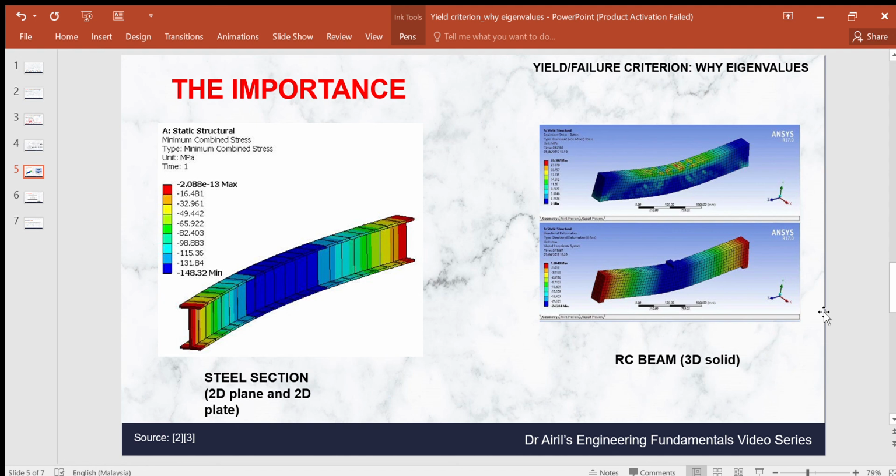But the second figure shows the modeling of an RC beam employing 3D solid elements. In ANSYS software, the determination of the principal stresses is all based on eigenvalue problems, because that is the way to proceed when it comes to software and computer programming.